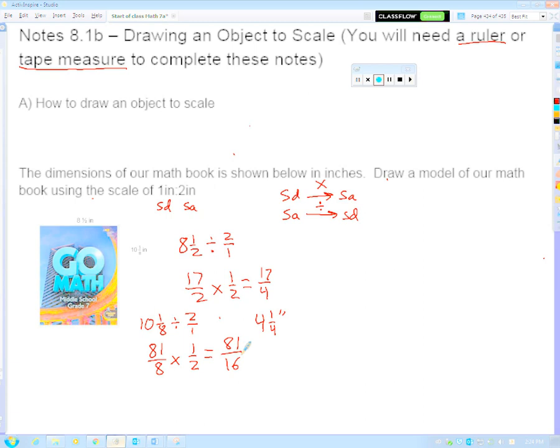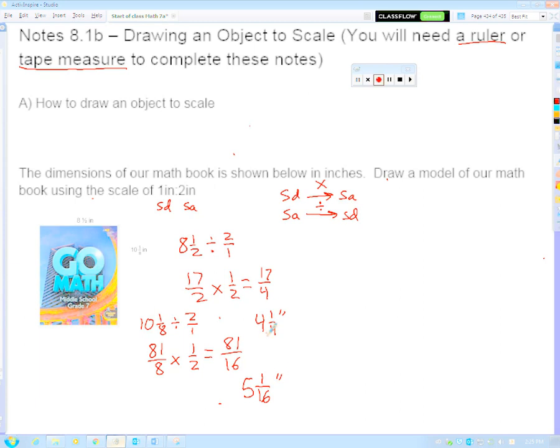Improper fraction. Let's make it into something that we can work with in our drawing. You got to divide 16 into 81. Now you can't use a calculator on this one because it's going to get you a decimal number. And I'm sorry guys, we want fractions, so you're going to have to divide this out the long way when you get to this tomorrow. I already did it. 16 goes into 81 5 times. And then we have 1. Our remainder is 1, and then we're going to keep 16 on the bottom. So this side of the math book of our scale drawing is going to be 5 1/16 inches.